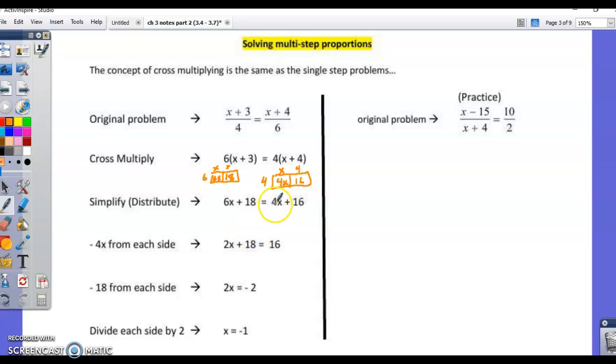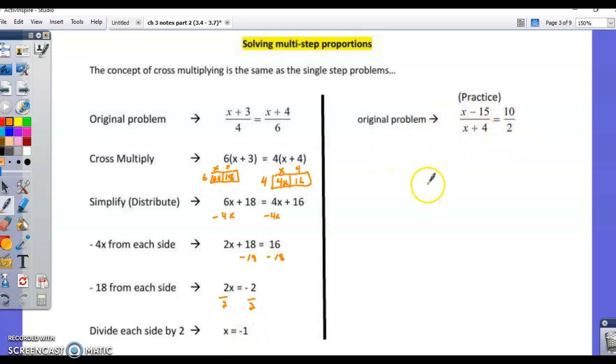And then we're solving using inverse operations to solve for x. From here, you could subtract 4x from each side, subtract 18, whatever it might be. Wherever you start. For this example, I subtracted 4x from both sides. That's how I got 2x plus 18 equals 16, because this one cancels out. Then you would subtract 18. That's how you get 2x equals negative 2. And then when you divide by 2 at the end, you get x equals negative 1.